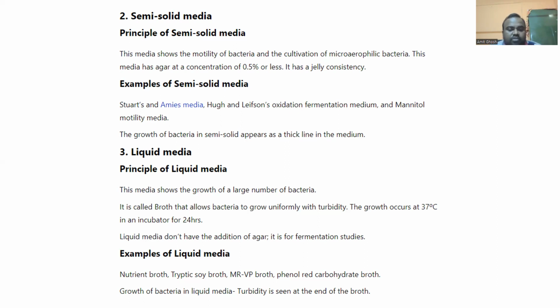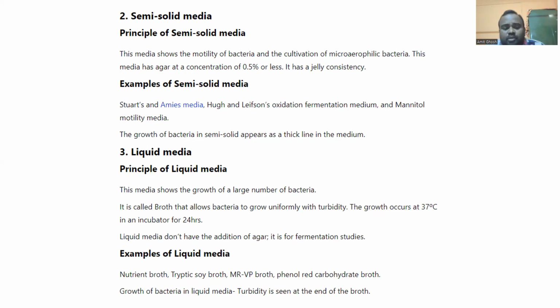And liquid media does not have the addition of agar. It is used for fermentation studies. If you compare solid media and liquid media, here no agar has been used, and most of the bacteria grow in liquid media. This media is actually called broth, and you can grow the bacteria uniformly and get uniform turbidity. The culture can grow at various temperatures. The optimum growth temperature is 37, but you can grow it at various temperatures.